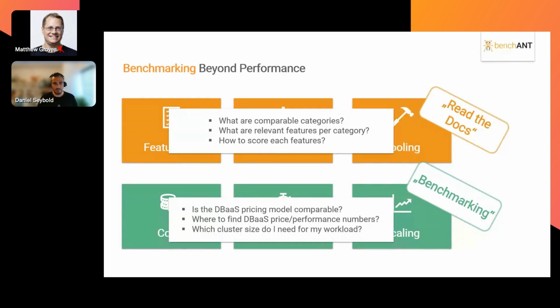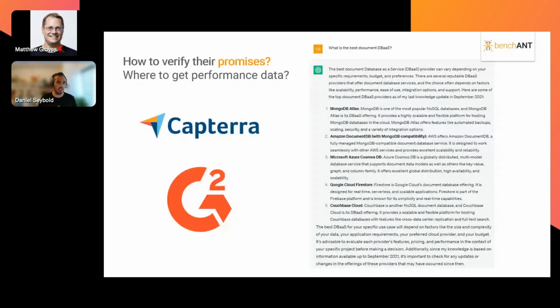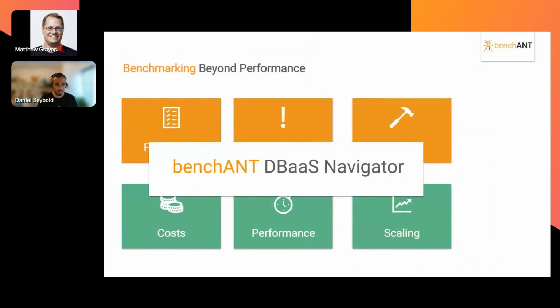And again, since we have an academic background, we also did some research if there is already a platform out there. But it turns out that, again, there is no technical platform out there. There are tools like Capterra, G2, where you can compare technologies, but this is going to be on a really high level. And of course, the same goes if you ask ChatGPT which is the best document DBaaS, for instance. You will only get a very high level answer. And with our benchANT Navigator, we provide a first technical platform that allows you to compare different kinds of DBaaS.